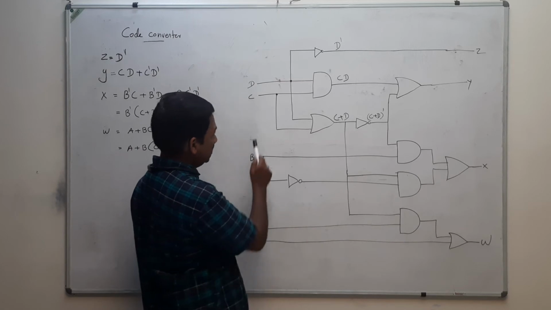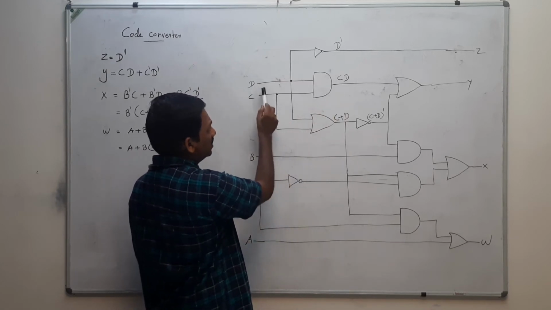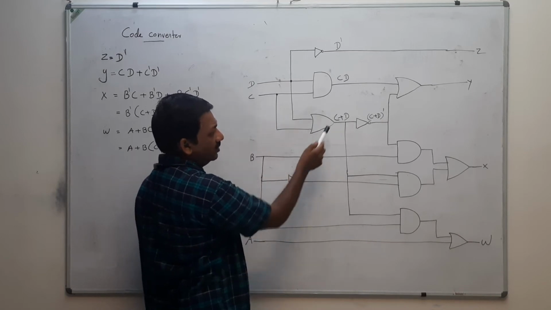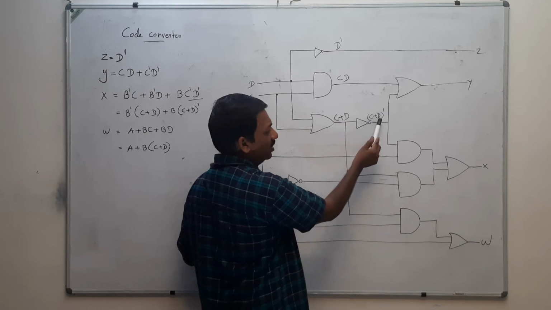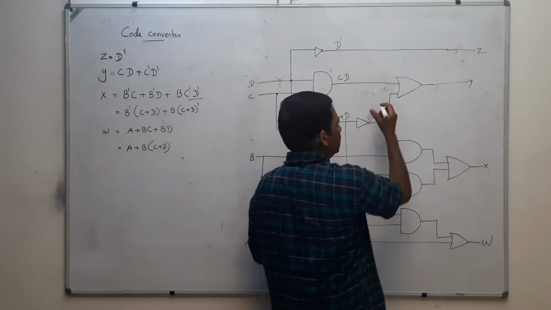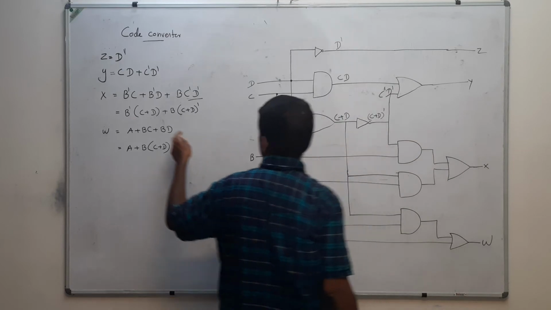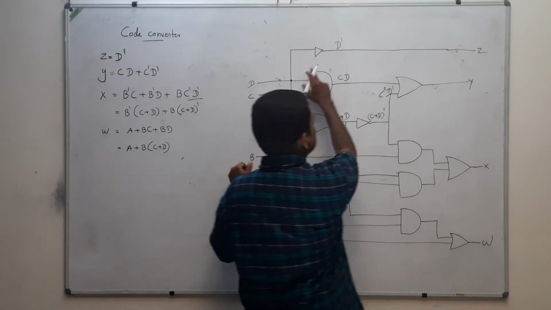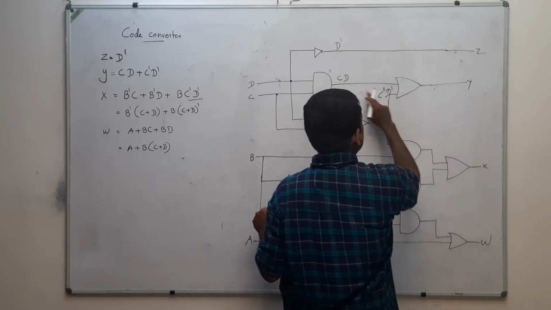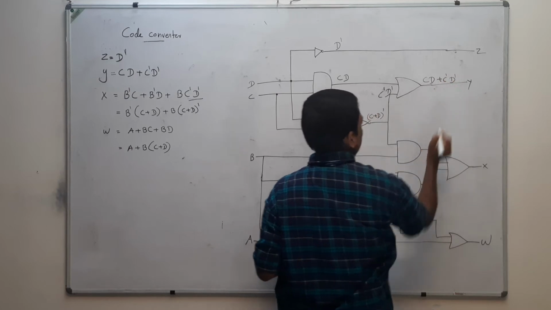Here A, B, C and D, that means C into D, that is CD, and another OR gate which is producing C plus D, C or D, and here negating that, that means C or D the whole bar. C or D the whole bar means C bar D bar. This is actually C bar D bar, and CD plus C bar D bar is Y. Z is D bar. Y is equal to CD plus C bar D bar.